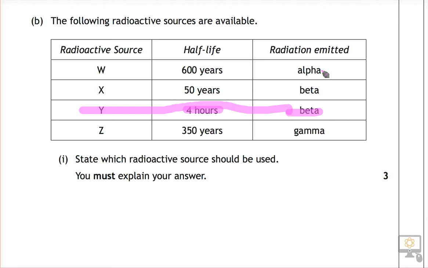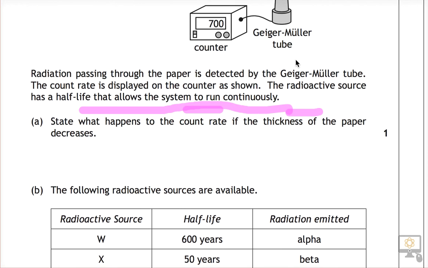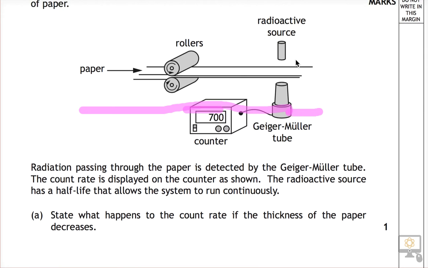Then we need to look at the radiation emitted, alpha, beta, and gamma. Which of these 3 is going to be best? Well, if we look back up here, alpha would be absorbed by the paper. It wouldn't get through, so it would be no use. The count rate would drop right back down to background if we change the thickness of the paper.